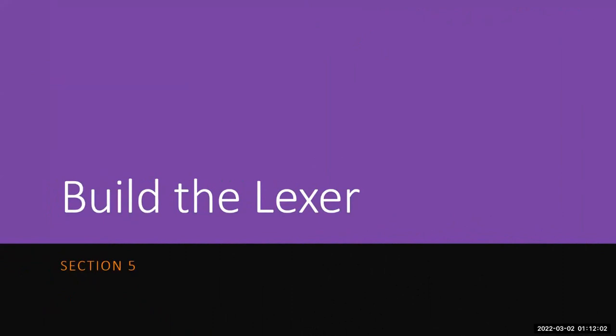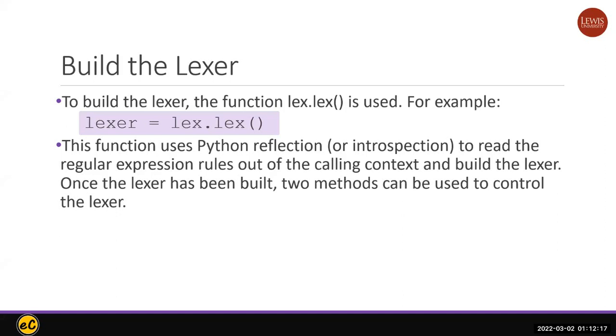Section 5, build the lexer. So far, we have already looked at a simple case of using the pre-lexer. Now, we are going to look into a different way of using the lexer. To build a lexer, you use this function called lex.lex. You will create a lexer. This function uses Python reflection or inspection to read the regular expression rules out of the calling context and build the lexer.